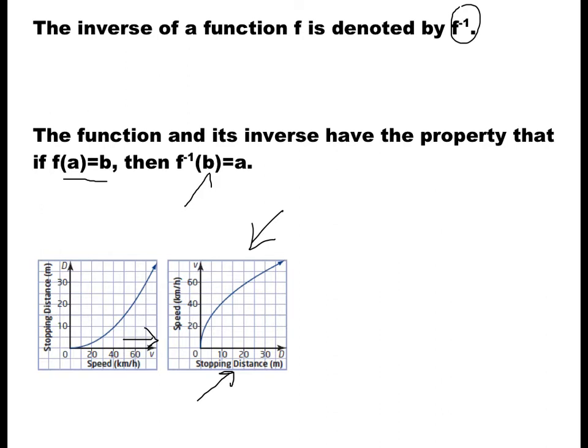If you notice, the x and y coordinates are flipped. Here, speed is on the x-axis. In the inverse, speed goes on the y-axis. Here, the stopping distance is on the y, and in the inverse, it becomes the x, which is the main idea about the inverse function. The only thing you have to do is to just flip x and y to get the inverse function.